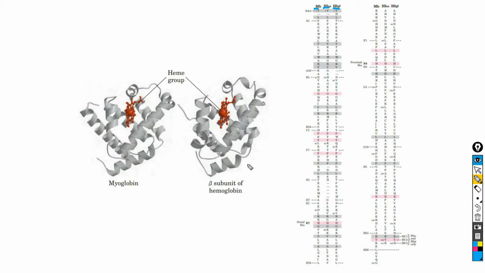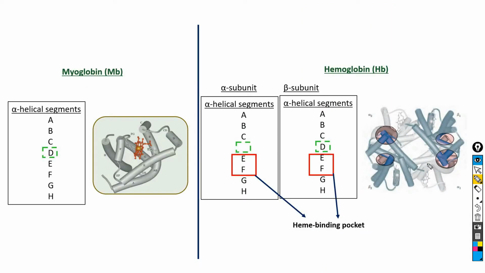As you can see here, this figure represents the structure of the beta subunit of hemoglobin, whereas this figure represents the structure of myoglobin. There is a lot of similarity in structure between the beta subunit of hemoglobin and myoglobin. The nomenclature of the helices of hemoglobin polypeptides is similar to that of myoglobin polypeptides. But the difference is that the alpha subunit of hemoglobin lacks the short D helix, this one, which is present in myoglobin. And this short D helix is present in the beta subunit of hemoglobin.